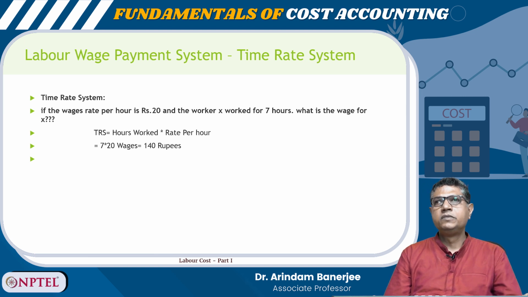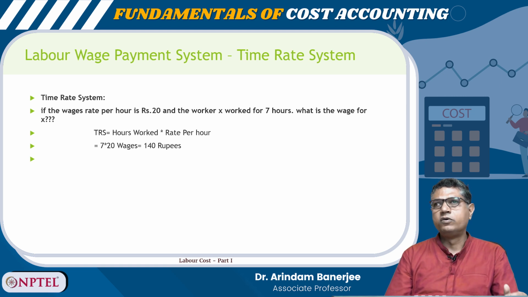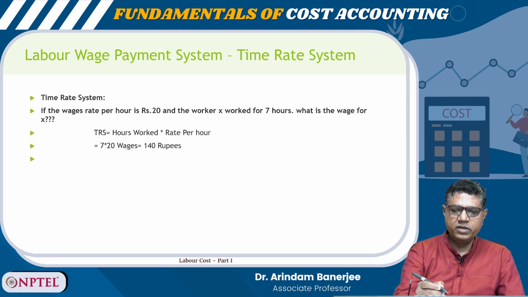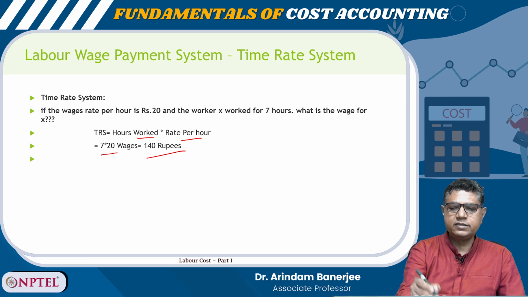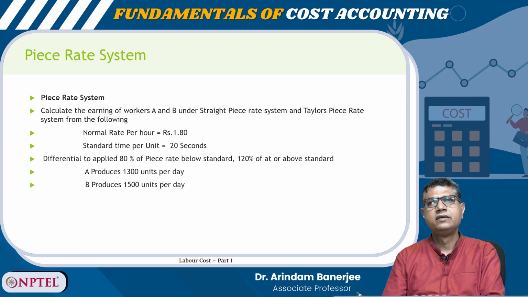We can see some illustrations here of how to calculate it. Time rate system: if the wage rate per hour is 20 rupees and the worker worked for 7 hours, what is the wage? It is very simple: hours worked into rate per hour. So, 7 into 20, it is 140 rupees. This is the wages to be paid at the time rate.